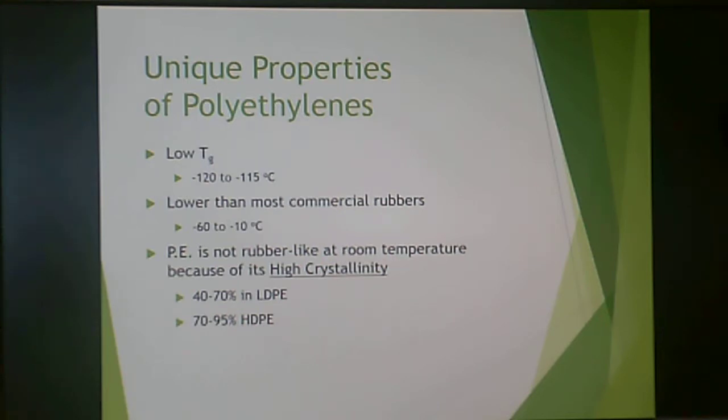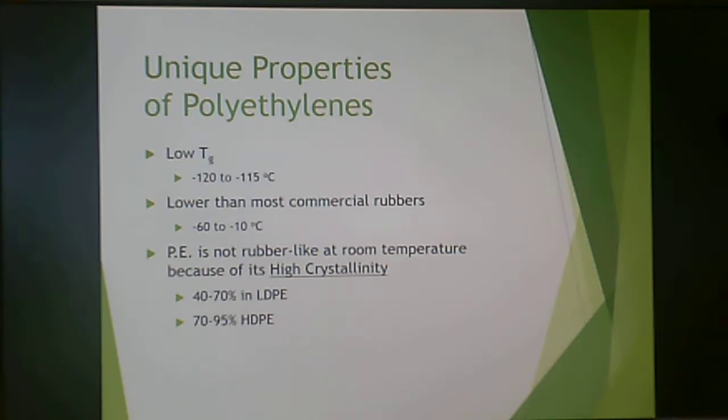So, when it comes to polyethylenes, it has a variety of unique properties. It has a very low Tg, negative 120 to negative 115 Celsius. This is lower than most commercial rubbers. Now, to put this in some context, the lower the Tg is, the more molecular mobility it has at low temperature, the more flexible it is at low temperature, and that is an advantageous property.